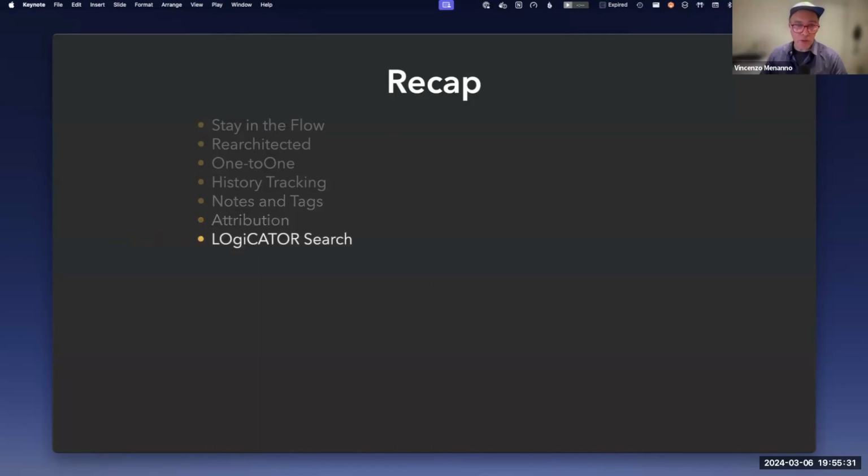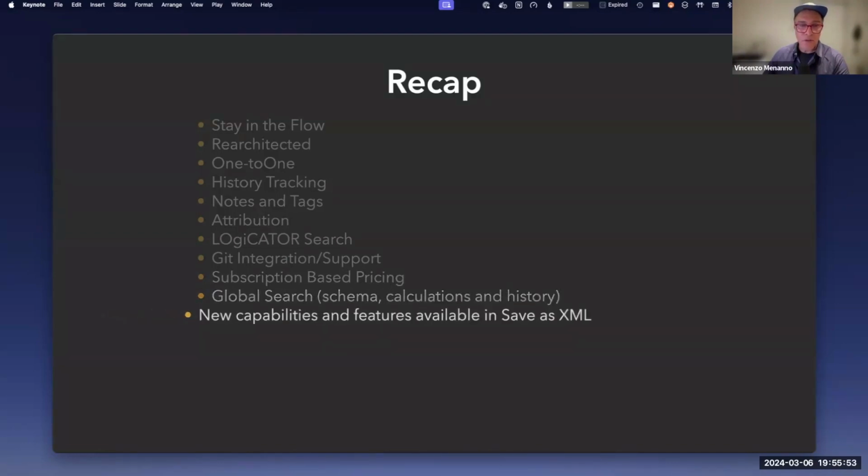Again, we have attribution, and we have logicator search built in like we used to in 7. We have not only logicator search, but also global search. We have Git integration support that I covered. And with this release, we're also moving to subscription-based pricing. That's a big change for us. Again, global search, and we have new capabilities because we've embraced Save as XML.